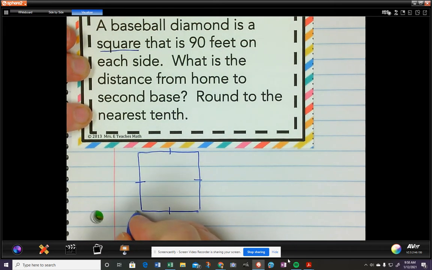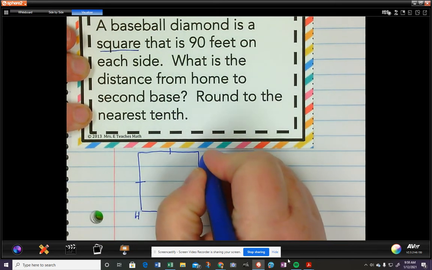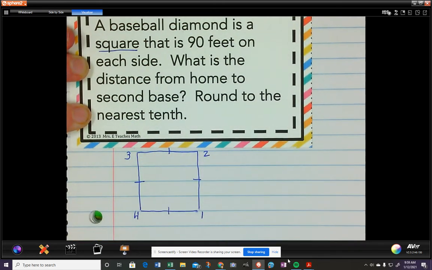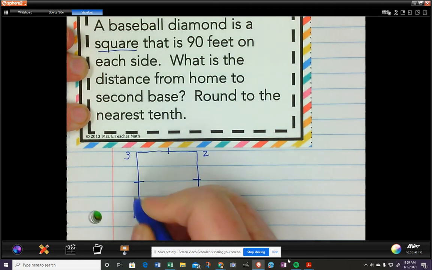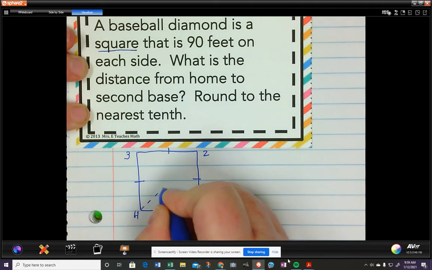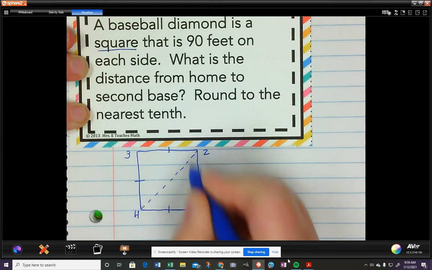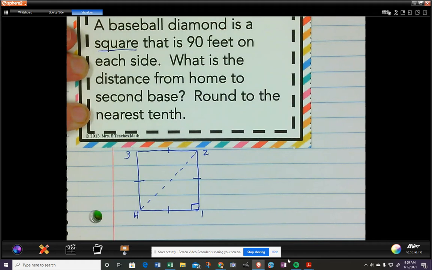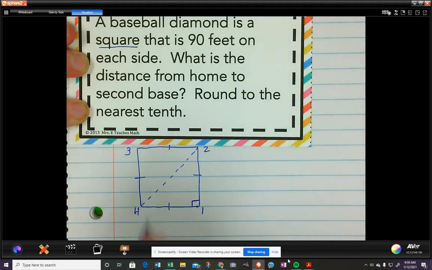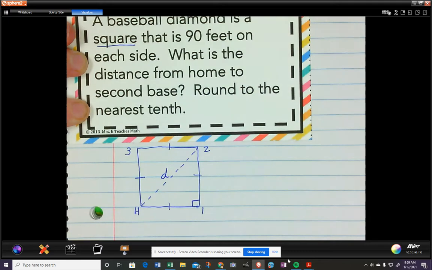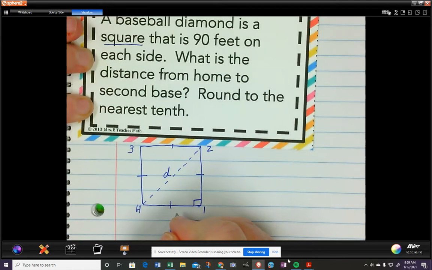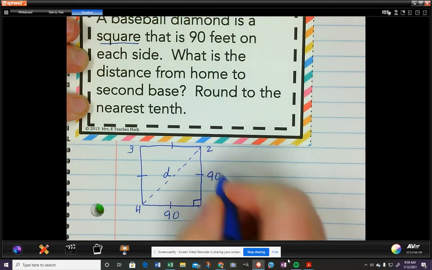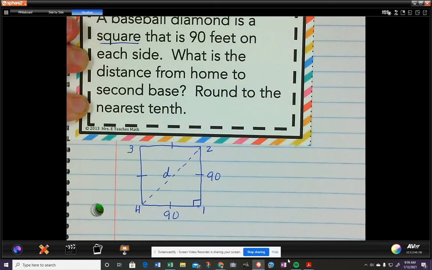So here is home, here is second base, here's first base, here's third base. Okay? So the distance from home to second base. Here's my right angle. Do you see a right triangle in that picture? I want to know this distance right here. And it says it's 90 feet on each side, so 90 and 90. What do you notice about this triangle?